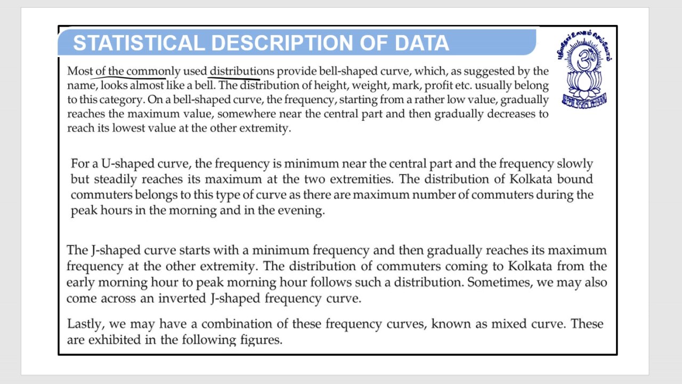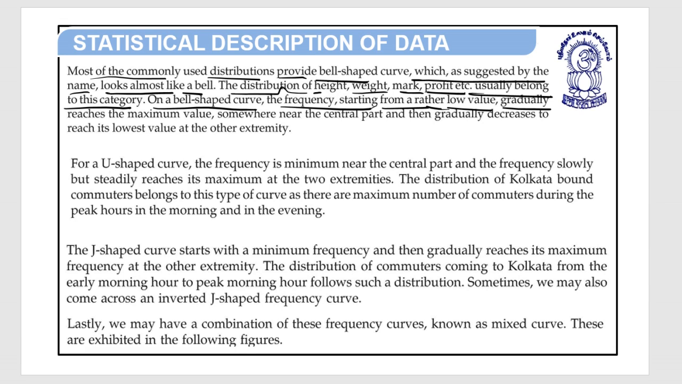Most of the commonly used distributions provide a bell-shaped curve, which, as suggested by the name, looks almost like a bell. The distributions of height, weight, marks, profit, etc. usually belong to this category. On a bell-shaped curve, the frequency starting from a rather low value gradually reaches the maximum value somewhere near the central part and then gradually decreases to reach its lowest value at the other extremity.